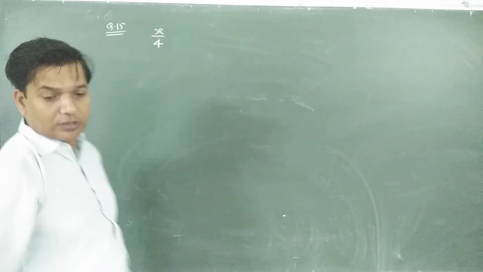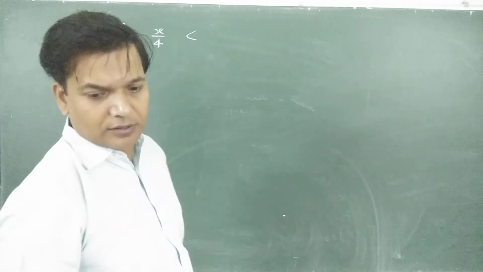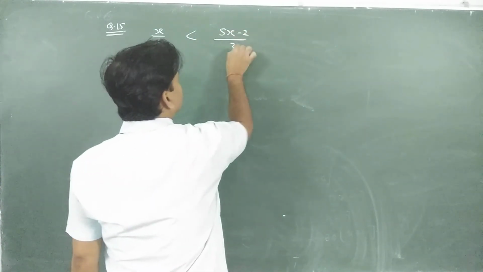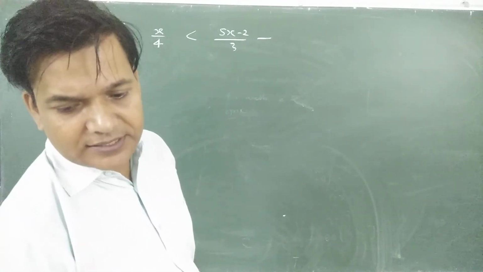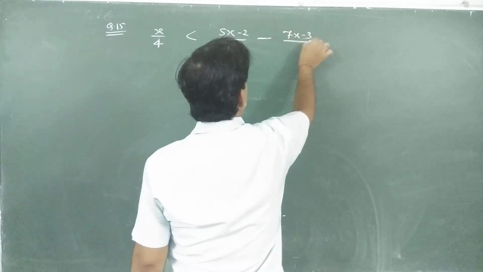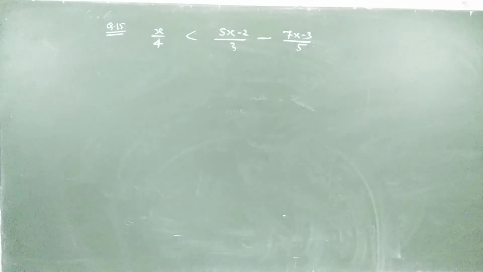X by 4 is less than (5x minus 2) by 3 minus (7x minus 3) by 5, and we have to solve this problem. So how can we solve this problem? Let's see.